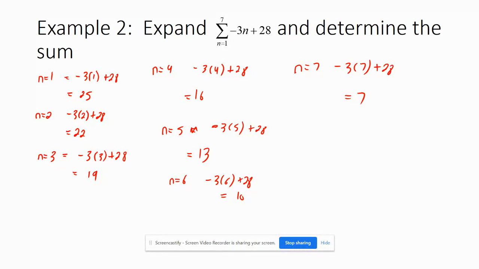So the point we're trying to get at, guys, is that this sum is going to be the same thing as 25 plus 22 plus 19 plus 16 plus 13 plus 10 plus 7, and that's going to equal, using my calculator, 112. Or we could have used our arithmetic series formula.